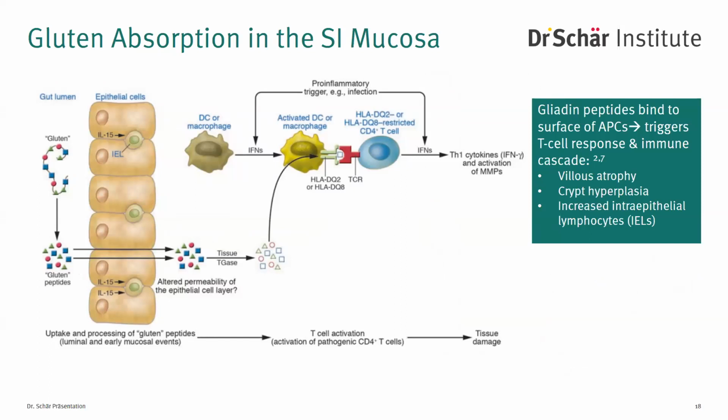The second stage of celiac disease pathogenesis is the activation of CD4 T cells. This looks really complicated, but I'm hoping to simplify it here for you. Basically, the gliadin peptides are given a negative charge by TTG. From here, the gliadin peptides bind to antigen-presenting cells, otherwise known as APCs, which triggers the T cell response and immune cascade, and eventually leads to intestinal alterations, including villus atrophy, crypt hyperplasia, and increased epithelial lymphocytes, all of which we typically see in classic celiac disease.